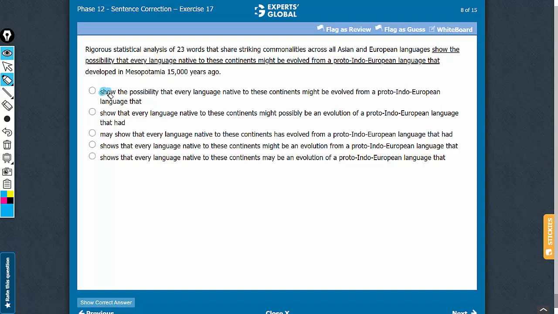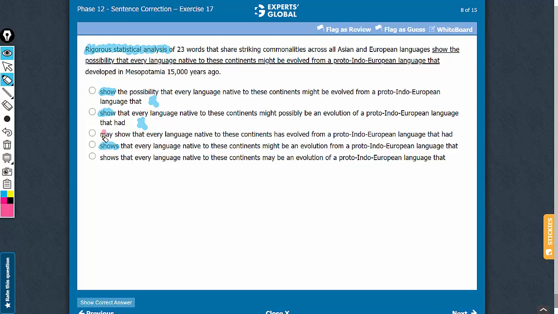Some answer choices say show and some choices say shows. Of course, both cannot be correct. We have an opportunity to eliminate a few answer choices. So what is this show or shows referring to? It is referring to rigorous statistical analysis. The noun here is analysis. Analysis is something singular and therefore answer choices that use show can be eliminated.